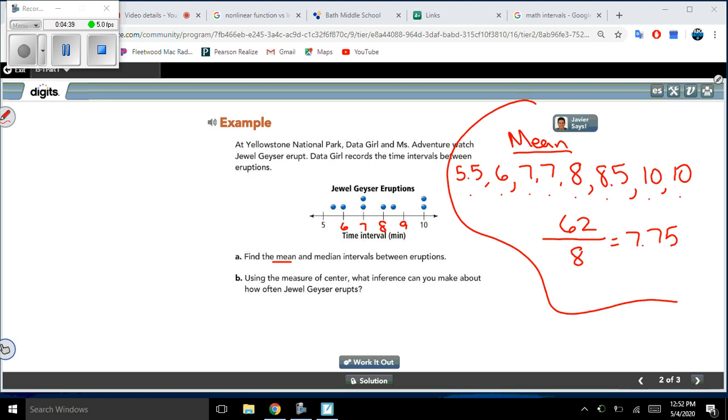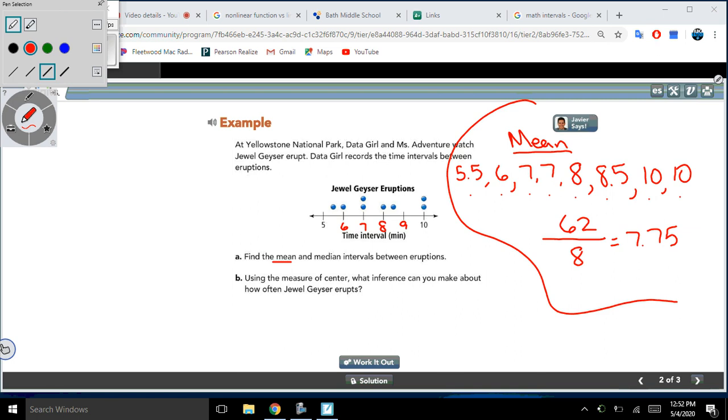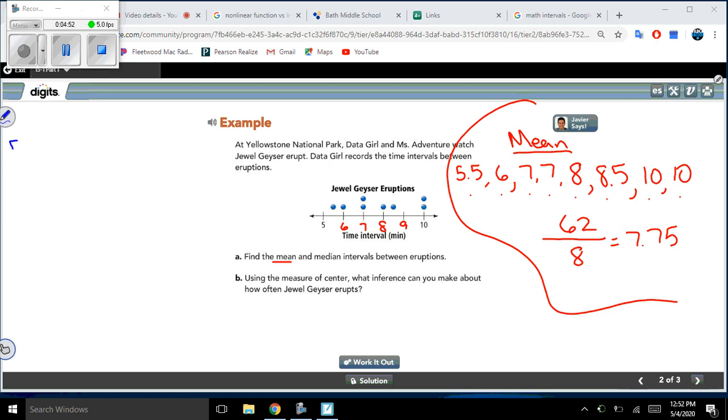How about the median? All right, same set of numbers. I'll switch colors here with you, and I'm just going to recopy those down. So I have 5.5, 6, 7, 7 again, 8, 8.5, and 2 10s. So I have 8 data points, which we figured out by calculating the mean.